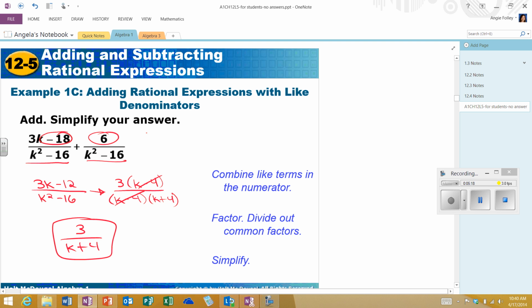So again, up here at the top, in case you're wondering, I did 3k minus 18 plus 6, which is how I got this 12 here.